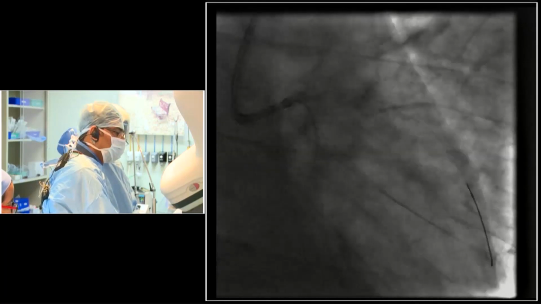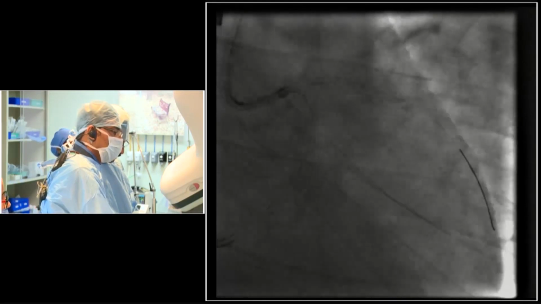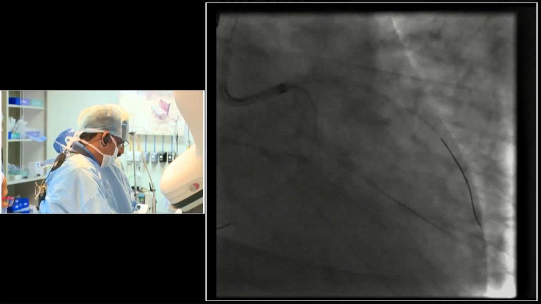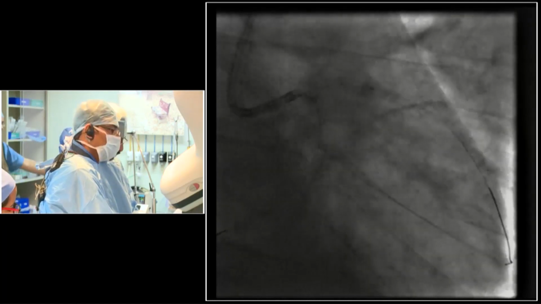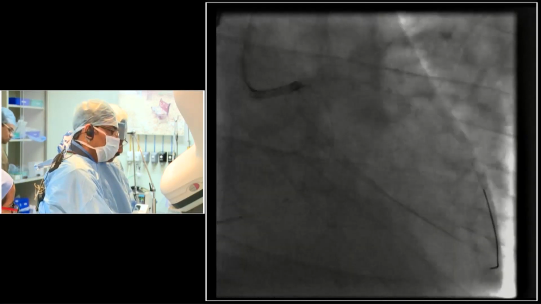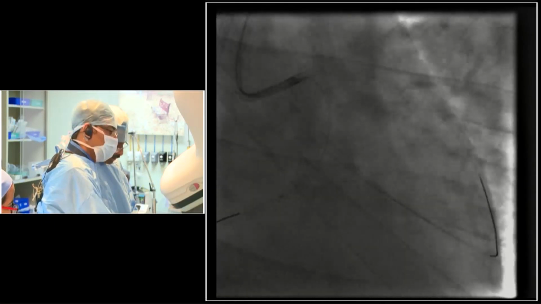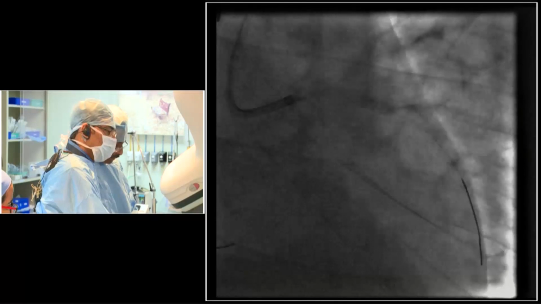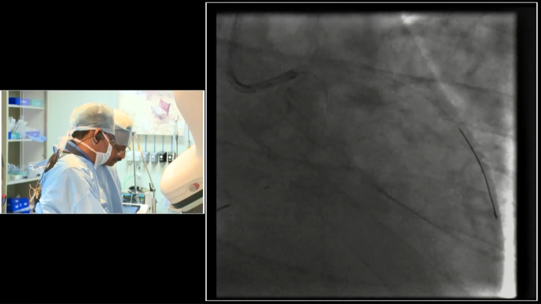So this is in fact the second case we've used this balloon. The first case was last week. For how many cases have you used the same balloon? Second case. Both cases it's very bulky. Yeah, we had problems there.